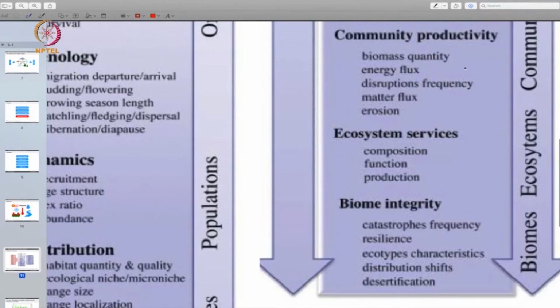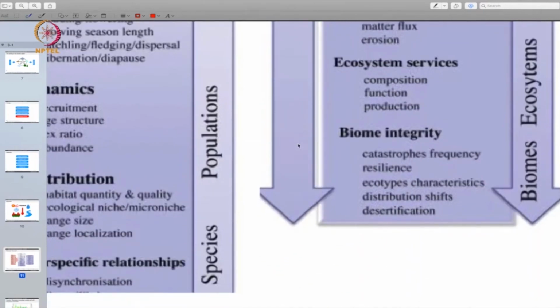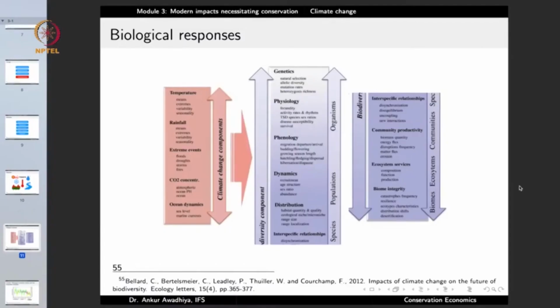There are changes in the community productivity, the amount of biomass that is being produced. We are seeing changes in the ecosystem services because the ecosystem composition is changing, the production is changing, the function is changing, and we are seeing changes in biome integrity because we are seeing catastrophes at a much greater frequency, at a much greater intensity. There are changes in the resilience of different communities. There are changes in the ecotypes. We are seeing shifts in the distribution patterns. We are seeing more and more desertification. So there are a number of biological responses that we are also observing because of climate change.